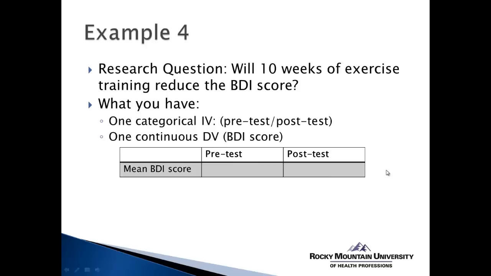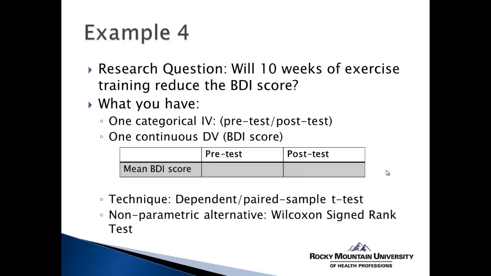Now in this case we have two groups or two sets of scores, pre-test and post-test, being measured for one numeric outcome, and this is a dependent group. In other words, it's the same people being measured twice. So using that criteria, we would choose the dependent or paired sample t-test to compare these two groups of scores. If we didn't meet the assumption of this test, the non-parametric alternative is the Wilcoxon signed rank test.